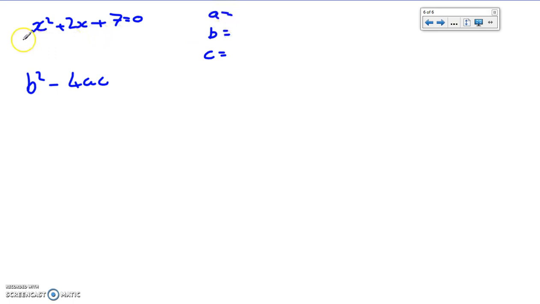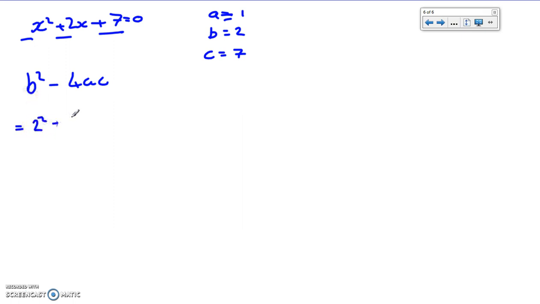So let's imagine we've got x squared plus 2x plus 7 equals 0. And again, I want to determine the type of roots using my b squared minus 4ac. First step, same as always. What are a, b, and c? And again, we get them just by looking at these parts of our quadratic. So my a is going to be 1, my b is going to be 2, my c is going to be 7. From that, we just substitute in.